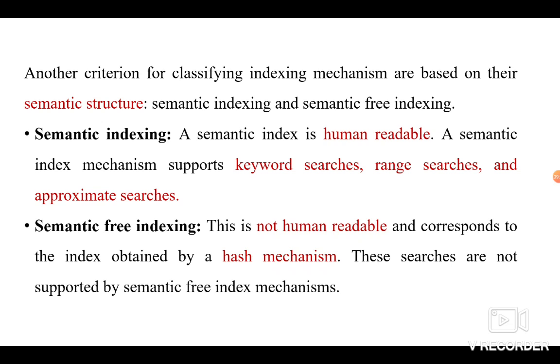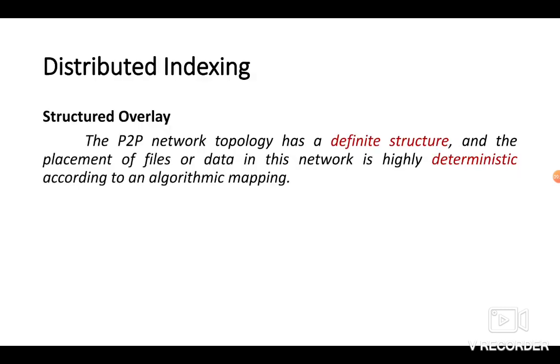Another two classifications are semantic indexing and semantic-free indexing. Semantic indexing is human readable. A semantic index mechanism supports keyword searches, range searches and approximate searches, whereas semantic-free indexing is not in a human-readable form. So we cannot perform a keyword search, range search, etc. Here the index is obtained by the hash mechanism.